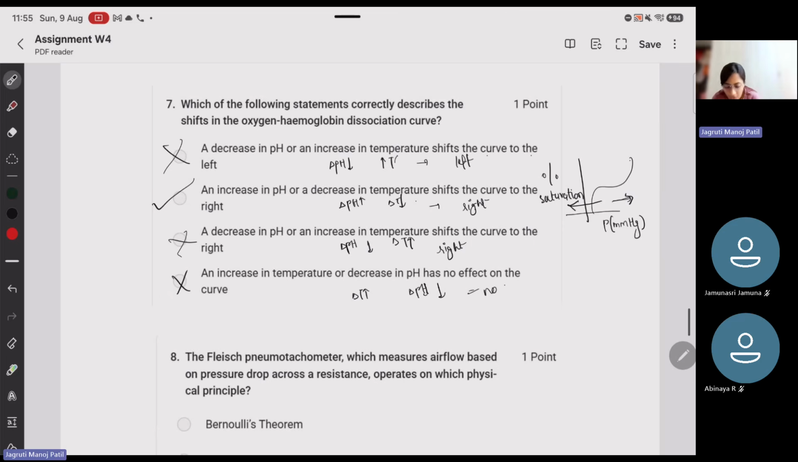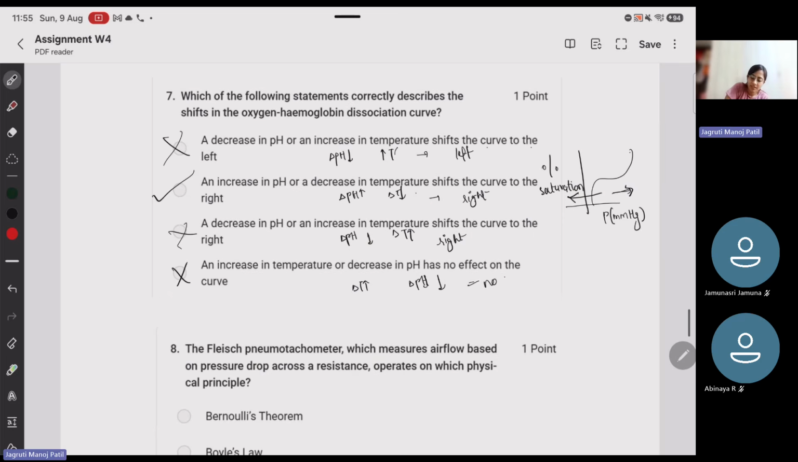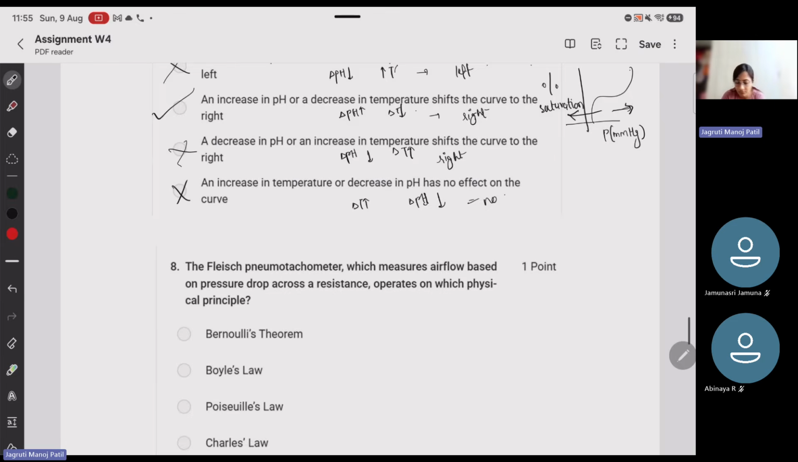Okay. Of course, next time when we begin the session, do remind me that we first start with the dissociation curve and give you a brief introduction on it, and then only we'll move ahead.